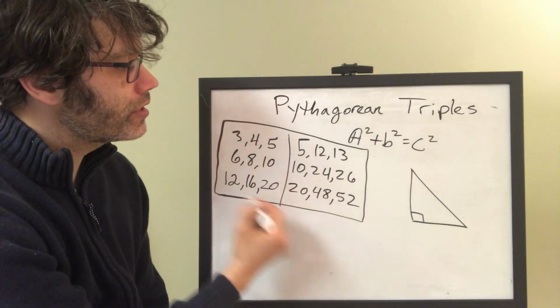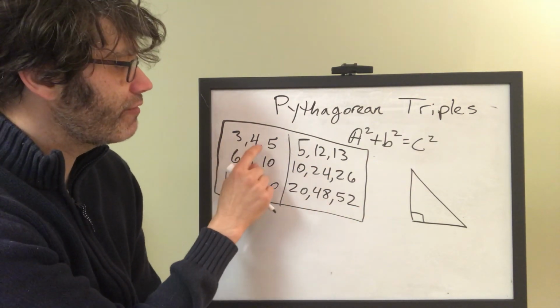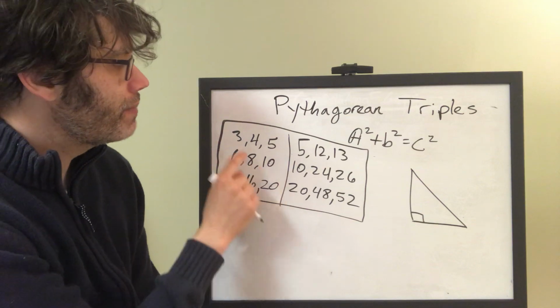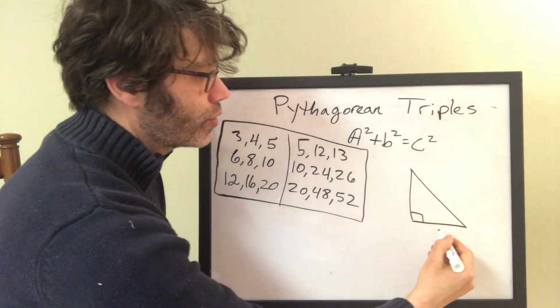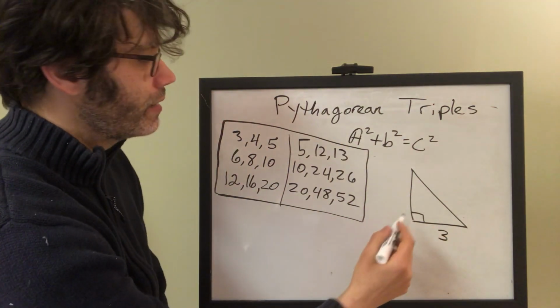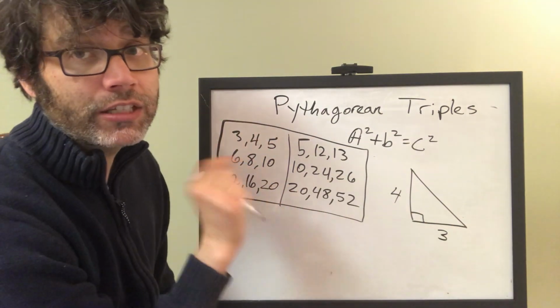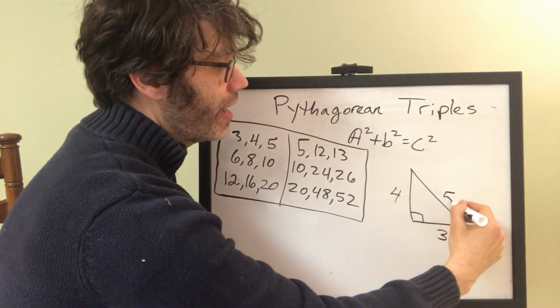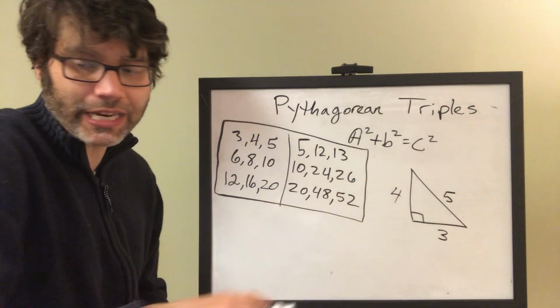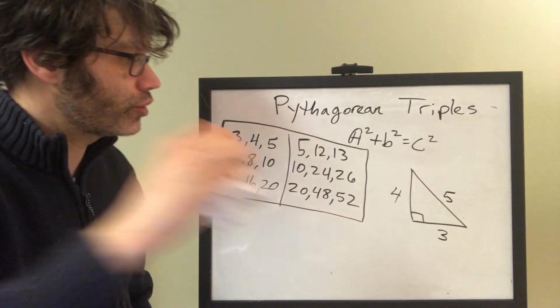But these just work out so nicely, 3, 4, 5, 6, 8, 10, meaning that if one side, the short side, is 3, and the other leg is 4, then the longest side, which always has to be the hypotenuse, has to be 5. Doesn't that work out so nicely and neatly? That's why we call it a Pythagorean triple.